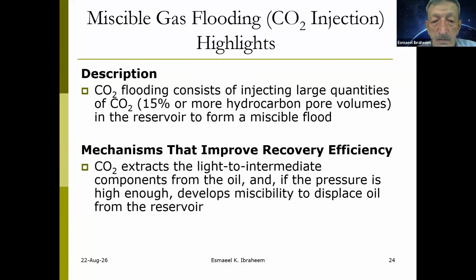In this description, CO2 flooding consists of injecting large quantities of CO2, 15% or more hydrocarbon pore volumes, in the reservoir to form a miscible flood. The mechanisms that improve recovery efficiency: CO2 extracts the light to intermediate components from the oil, and if the pressure is high enough, develops miscibility to displace oil from the reservoir.